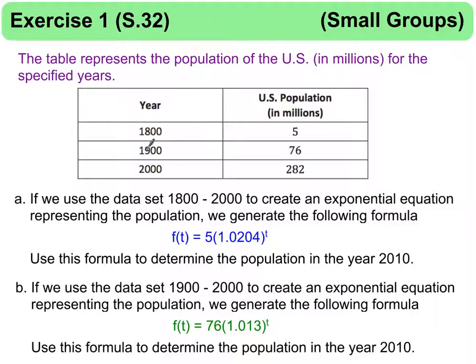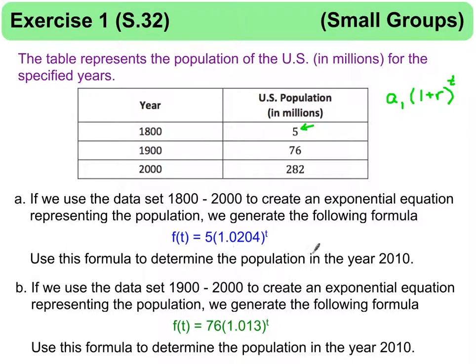If we use the data set from 1800 to 2000 to create an exponential equation to represent the population, we generate the following formula. And just a recap, where does this 5 come from? That is the starting point in the year 1800. What is this piece here? This is the 1 plus the percent in which it is increasing each year. If you wanted to note that formula from the geometric time we did before, that would be the a sub 1, or the beginning, times the 1 plus the rate raised to the t power. That harkens back to our geometric formula we talked about at the beginning of Module 3.